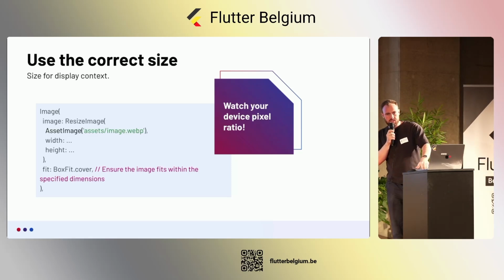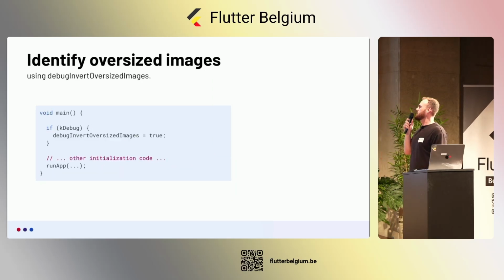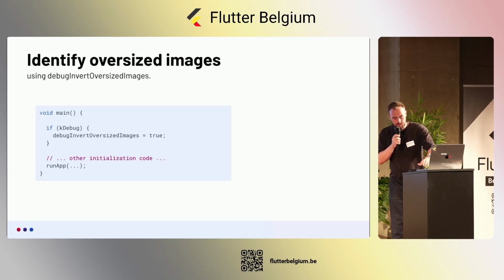Now, what is actually hard about that is how are you going to identify this? Fortunately, there is a property available. You can just enable it, for instance, in your main class. I mostly wrap it in a kDebugMode just to be sure. And it's debugInvertOversizedImages. And what this will actually do is the following.